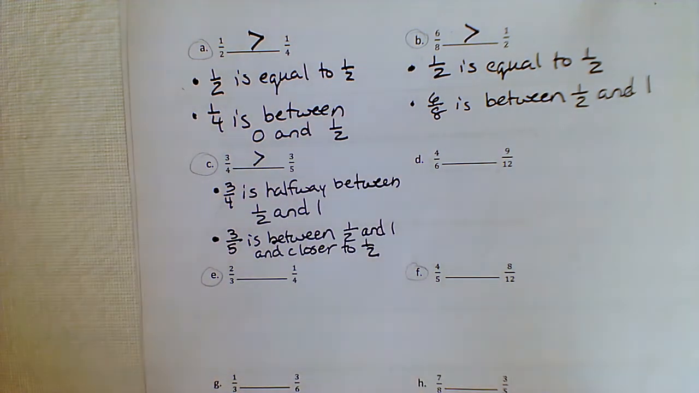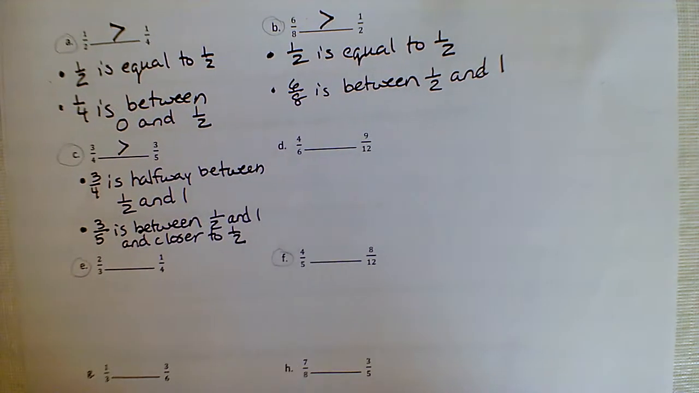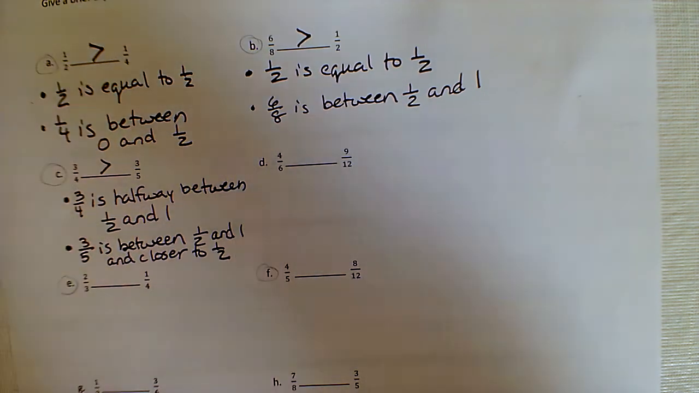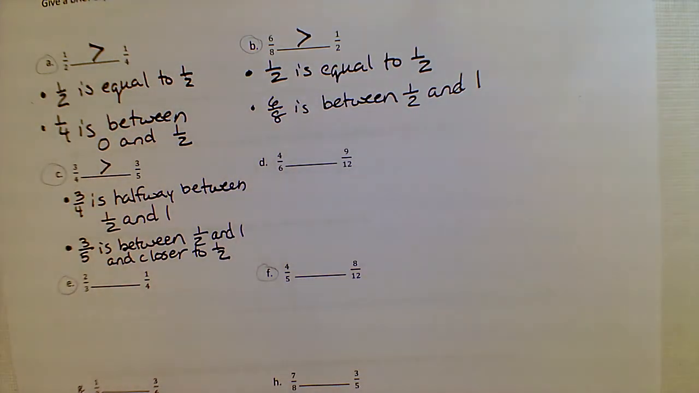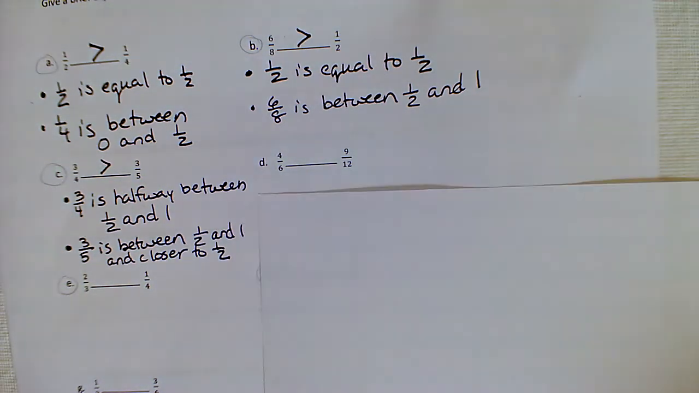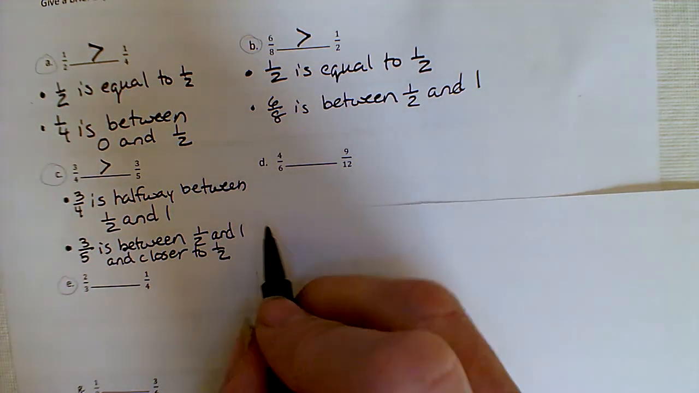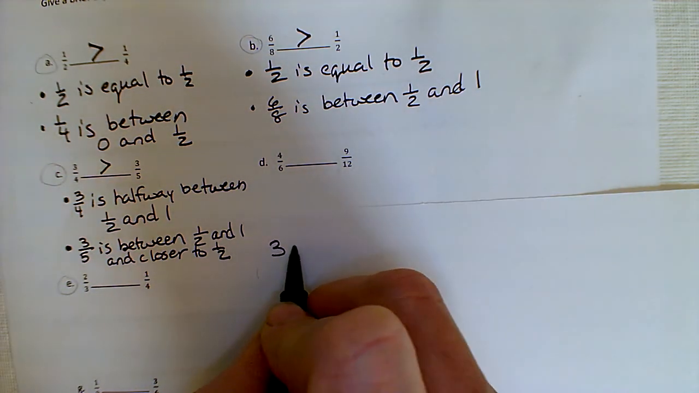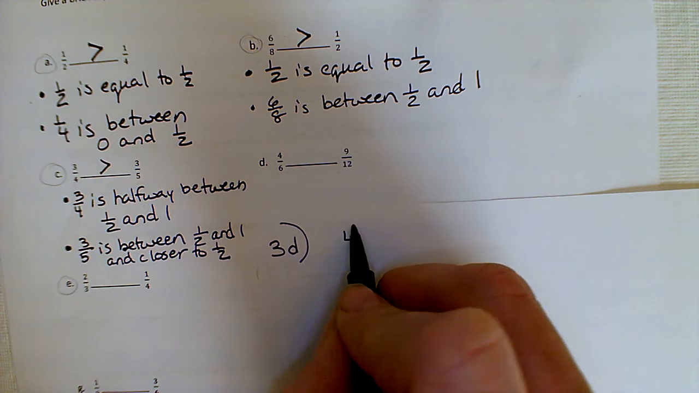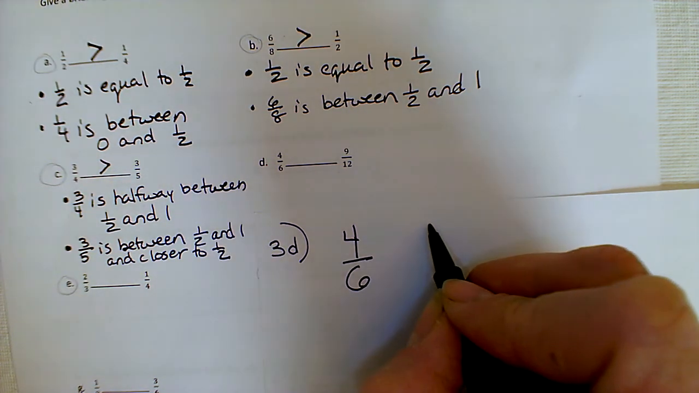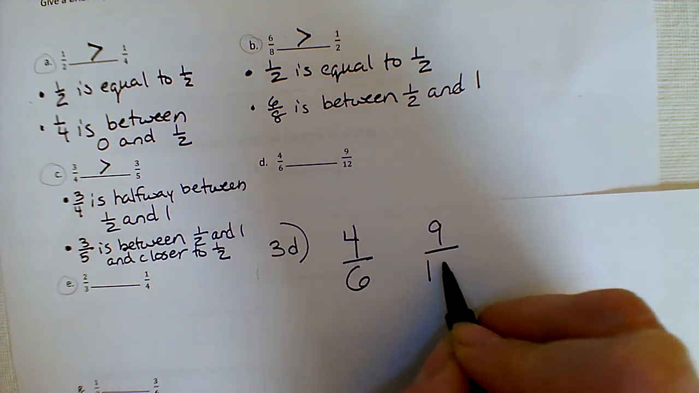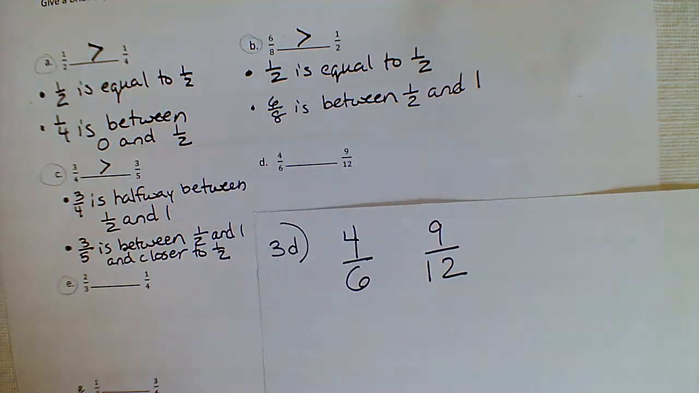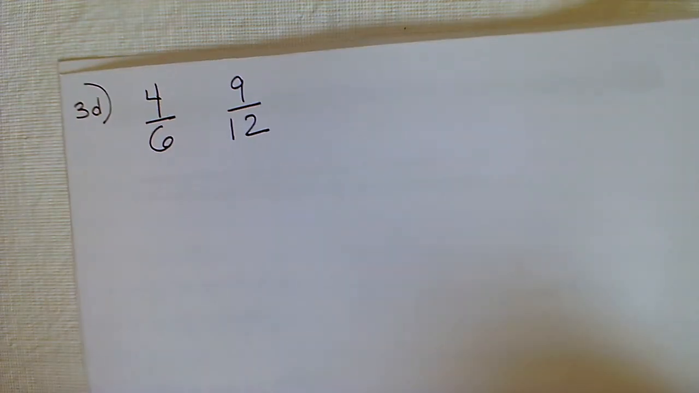All right, let's take a look at D. And I'm just checking to make sure everything's running, and it looks like it's running okay. So if I'm looking at D, let me grab a new piece of paper, I see that 4/6 is being compared to 9/12. So let me write that for us. So this is 3D, and we're comparing 4/6 and 9/12. Okay, so let's take a look at this problem together.